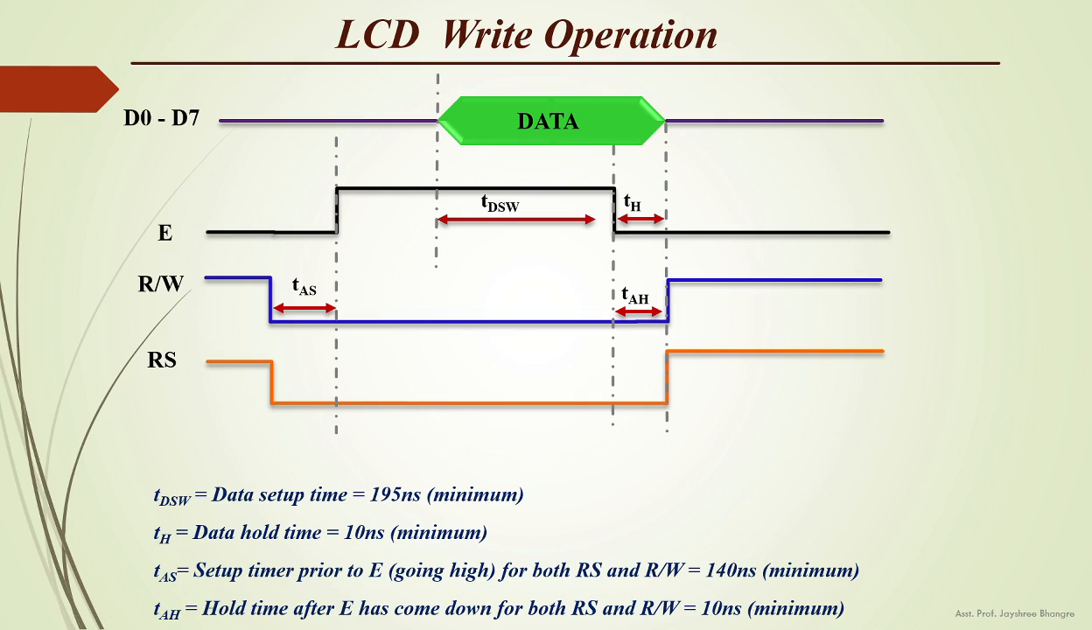So in this way we can write the data to the LCD. And here the time difference between these two instants is TPWH. So this is the enable pulse width, which is 450 nanoseconds. This is the enable pulse at which the LCD is enabled and the operation will be performed. So this is the enable pulse width.